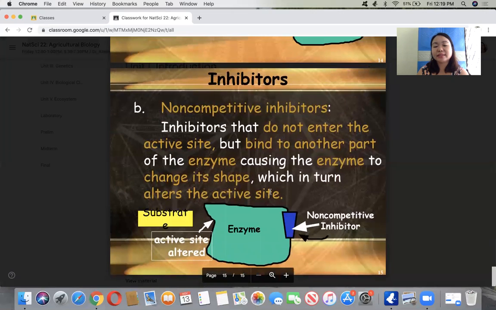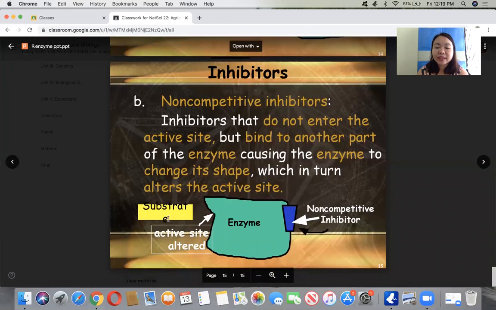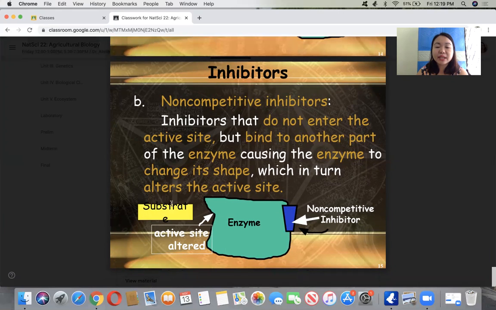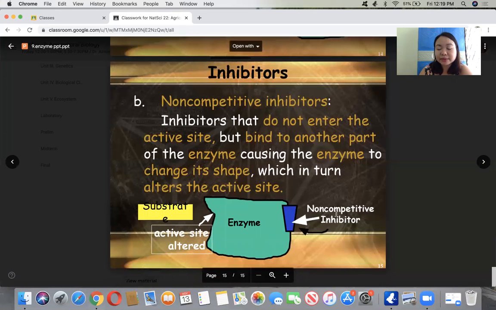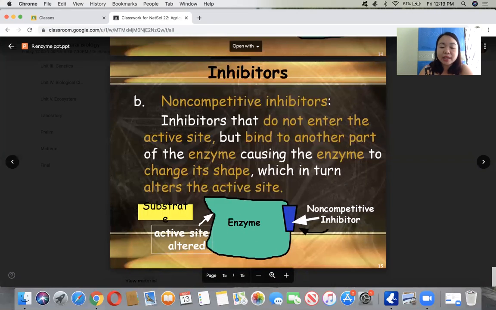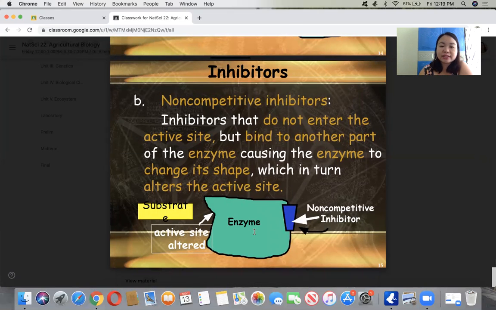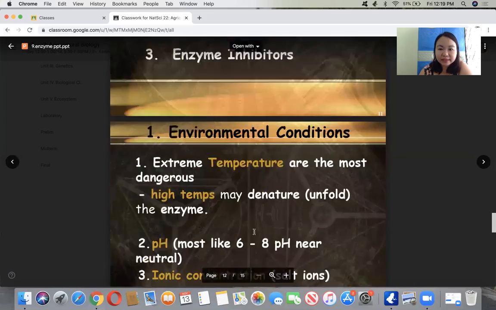The second is the non-competitive inhibitors, which do not enter the active site but bind to another part of the enzyme itself, causing the enzyme to change its shape, which in turn alters the active site. So non-competitive inhibitors don't go to the active site, but bind to the other side, and eventually block the substrate from the active site. So that is about enzymes.